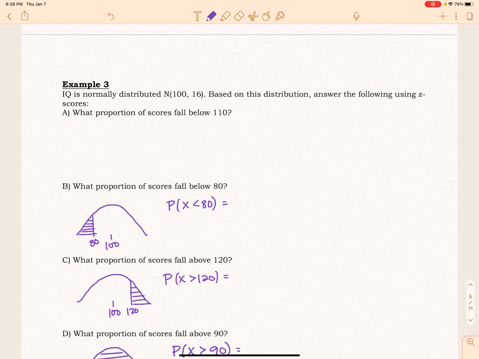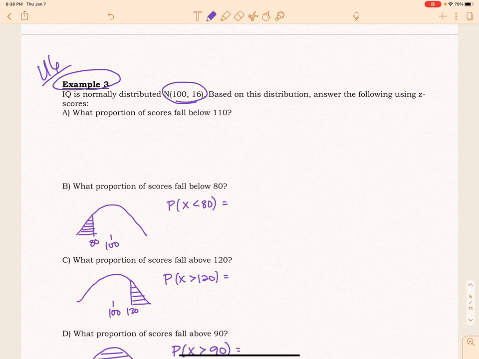All right, AP Statistics, we are still in Unit 6 and we have arrived at example 3. So I'm going to use the IQ normal distribution again with these parameters of a mean of 100 and a standard deviation of 16. And we are going to answer the following questions based on this. All of the questions I'm going to ask you are about values other than those that we would use for the empirical rule. So I'm going to show you how to navigate through a problem like that.